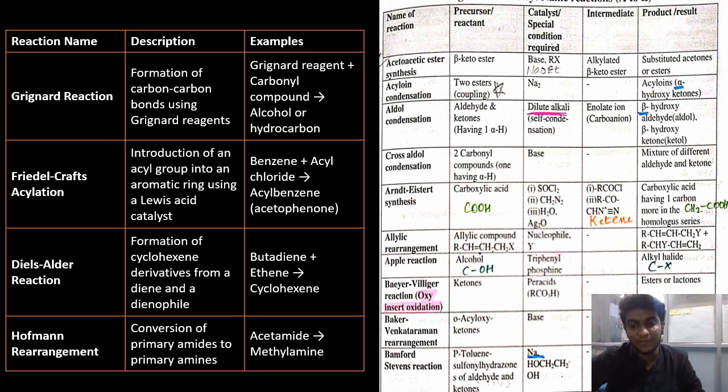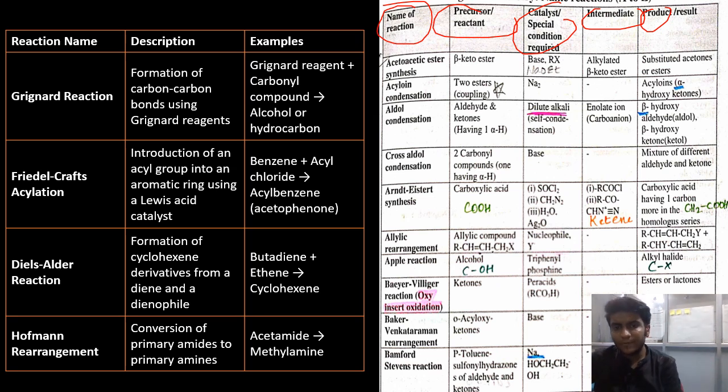Then we have different kinds of name reactions. So this is how we make a table for name reactions, with one column each for reactant, catalyst, intermediates, and the product. So in acetoacetic ester synthesis, the beta-ketoester is a reactant. The catalyst is any alkyl halide in the presence of a base, then it's forming a beta-ketoester enolate as an intermediate, and the final product is substituted esters or substituted ketones.